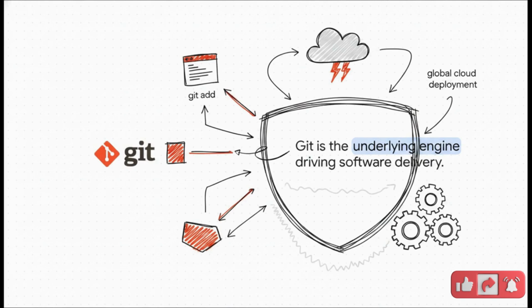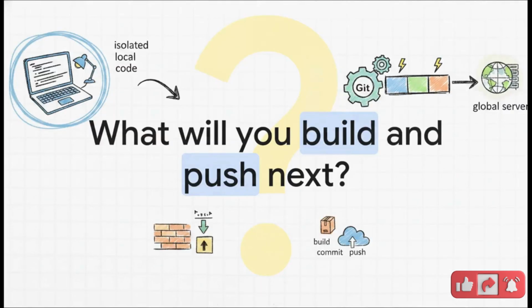So as we've seen on this journey, Git is vastly more than just some fancy way to save your files. It is the powerful underlying engine driving the entire software delivery process. From the moment you type git add to the split second your code triggers a global cloud deployment, Git really is the connective tissue of modern tech. Now that you understand this professional, enterprise-grade workflow, from isolated local code all the way to a global server through Git, GitHub, and CI/CD, you seriously have the tools to build anything. So the only question left is, what will you build, commit, and push next?